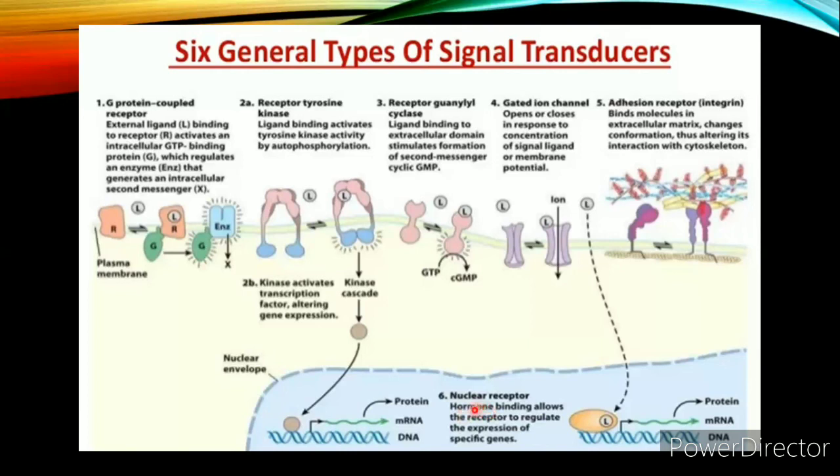So this is the mechanism of the nuclear receptor. Hormone binding allows the receptor to regulate the expression of specific genes. That is the nuclear steroid receptor that binds a specific ligand such as the hormone estrogen and alters the rate at which specific genes are transcribed and translated into cellular proteins. These are all the types of receptor, their mechanism and example.